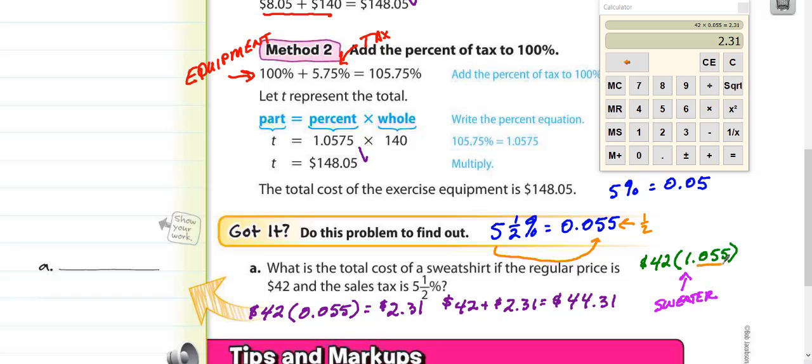Here is the tax. All right. So if I do 42 times 1.055, you will notice 44.31. 44.31. The answer is the same. It doesn't matter which of those methods you use, you're going to get the same answer.